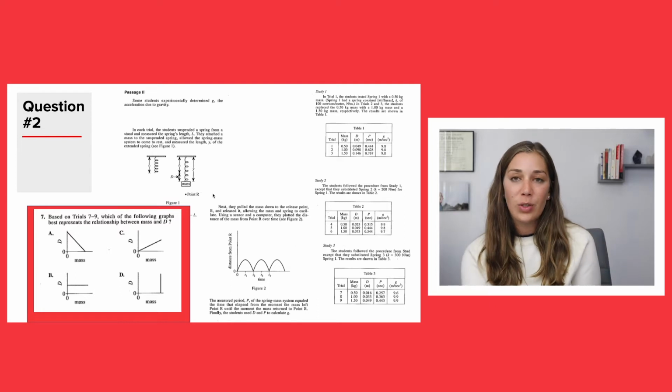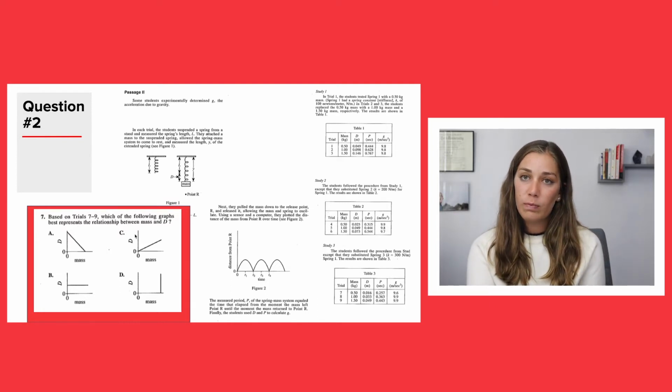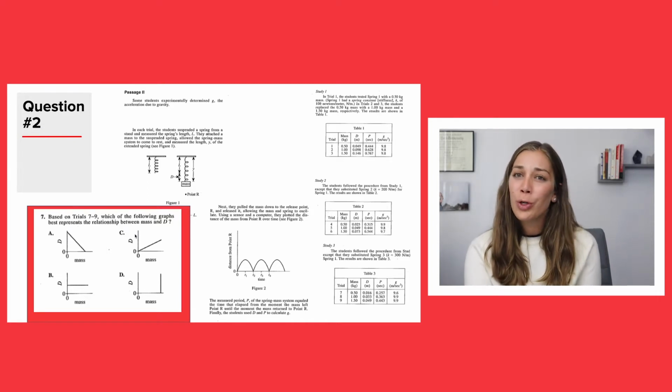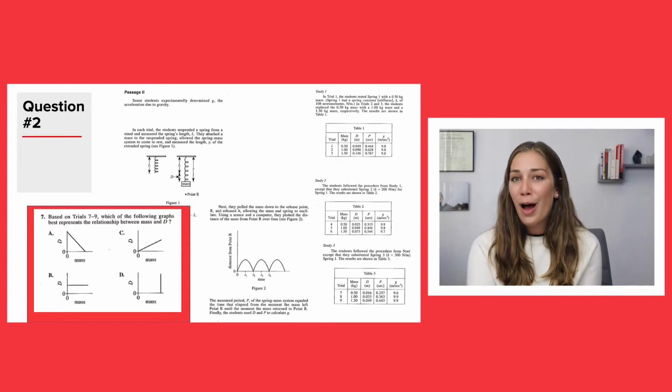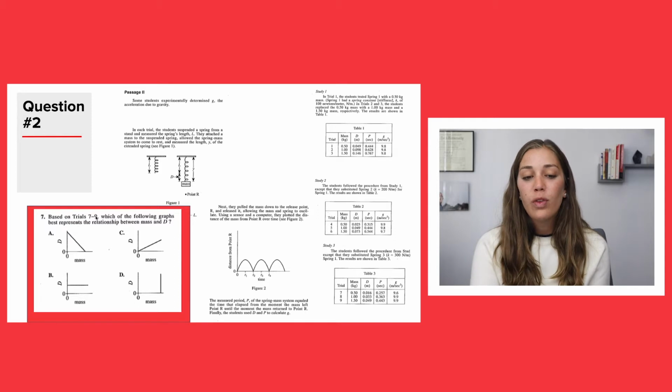Now, let's look at the next question. This is a trend question, right? It's not a basic trend question because they're not actually using the words increase or decrease in the answer choices. They're giving it to you in the form of a graph, which makes it a little bit more interesting, but it's the same idea as any other trend question. Based on trials 7 through 9, which of the following graphs best represents the relationship between mass and D?